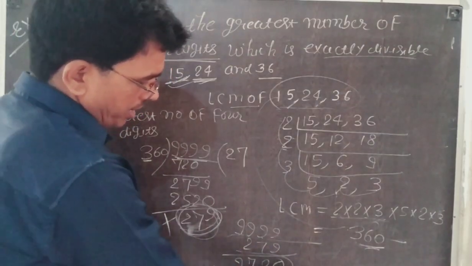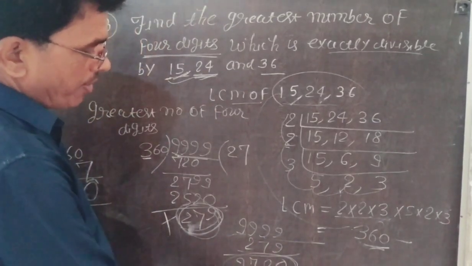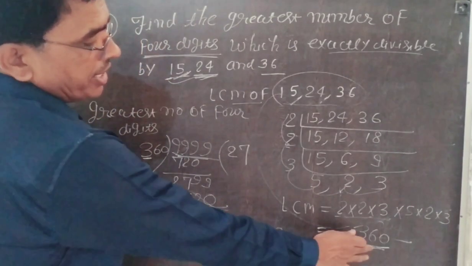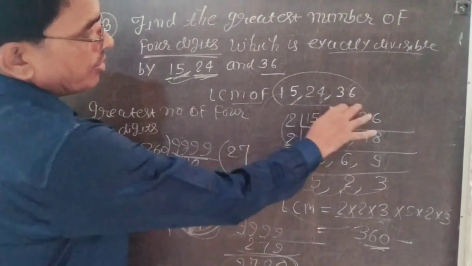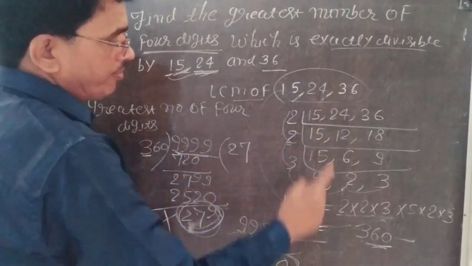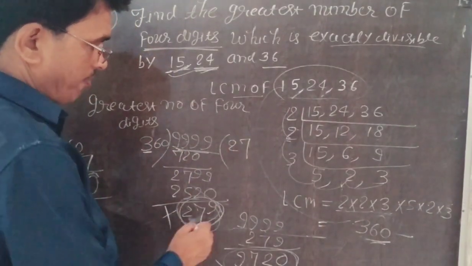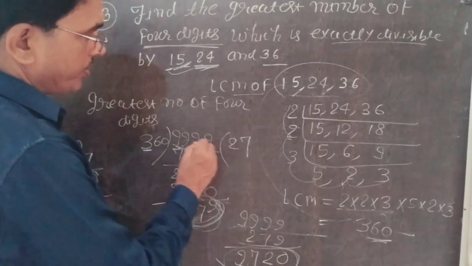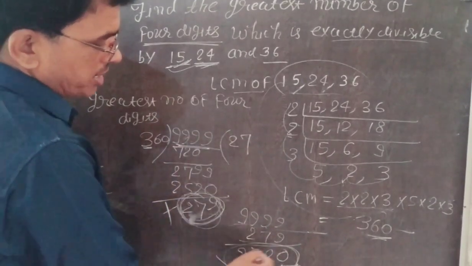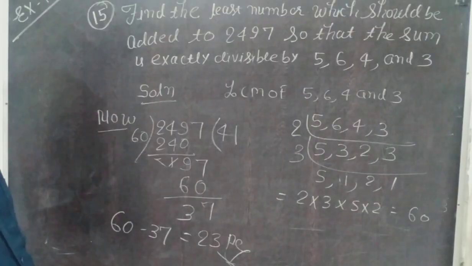This is the greatest number of 4 digits, not more than this, which is exactly divisible by 360. That means exactly divisible by 15, 24 and 36. So first find their LCM, then divide the greatest number by the LCM. Last step, the remainder is subtracted from 9999, then it is the required number. So the required number is 9720.